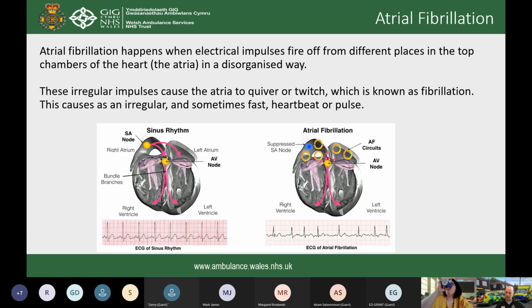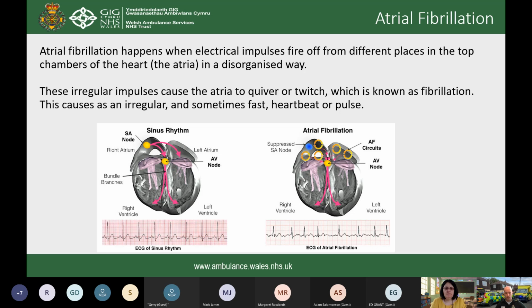It can go too fast, too slow, or it's just irregular and you have a misfire. So the SA node may work 6 times, and then somewhere else in the atrium will kick off, and that's where you have that skipped beat, because the SA node's failed, and somewhere else in the atrium the pacemaker is triggered off. So that's what's happening in AF.